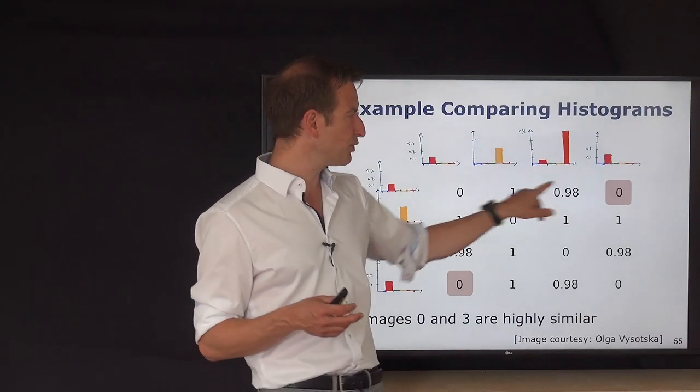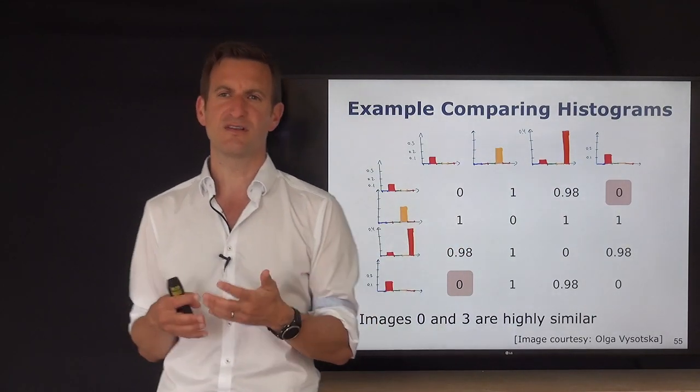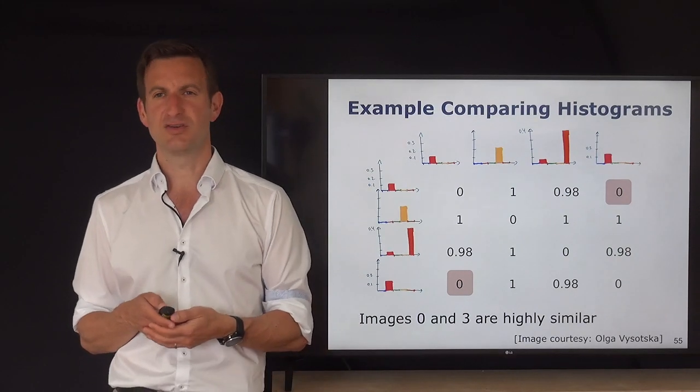And all the other values are actually pretty large. They are close to 1. That means those images are very different from each other. They are not similar to each other.